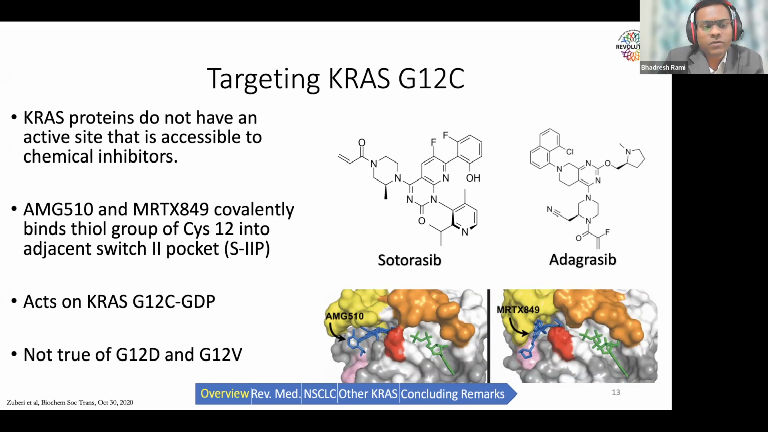What is important to note, which we will touch on later, is that because of the chemistry behind designing these molecules, going after the cysteine thiol group, they are not effective on the other mutations that happen at the same position. That's the G12 to aspartate and G12 to valine, which are much bulkier groups and of a different chemical nature. We'll talk about one of these mutations later in the presentation once we go through the G12C clinical profile. Thanks.